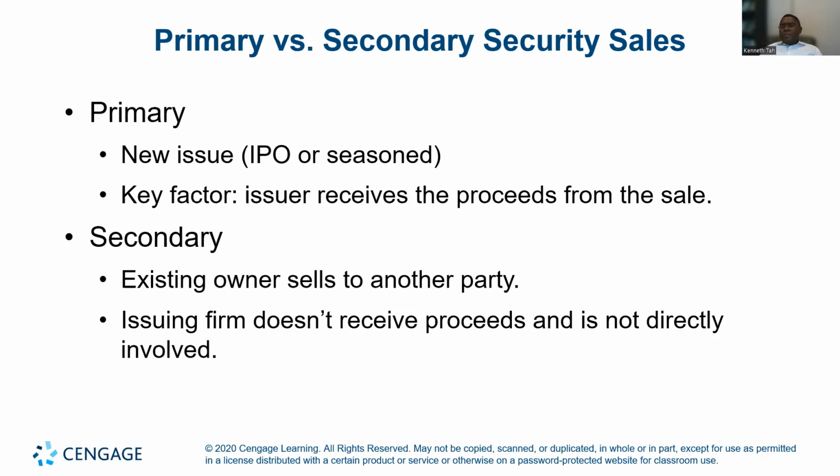It's not the case with the secondary market, because those who bought Facebook at that time have shares. They can in turn sell their shares, and that will be a secondary market. But when they sell their shares, the money is not going to Facebook. The money is coming to them. So the primary market is the market for the issuance of new securities, or new issues, IPOs. In the secondary market, existing owners sell to another party. A key factor is that the issuing firm doesn't receive the proceeds and is not directly involved.